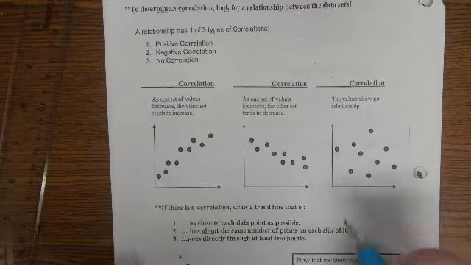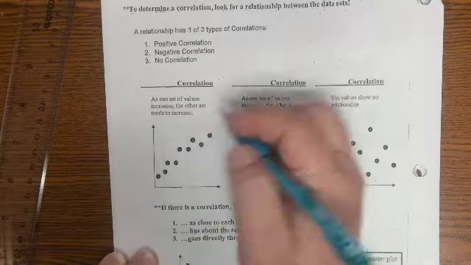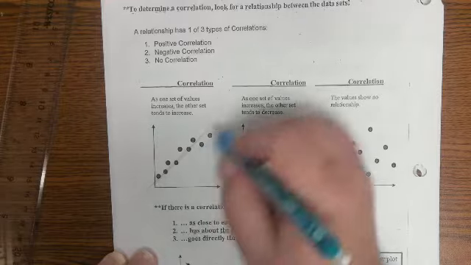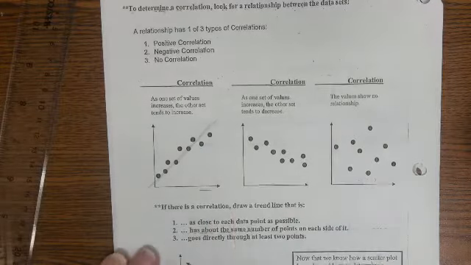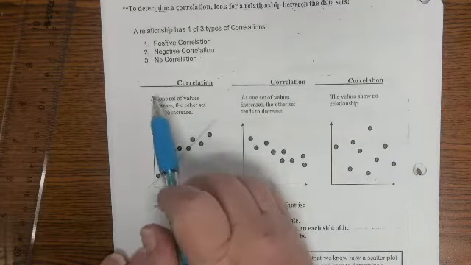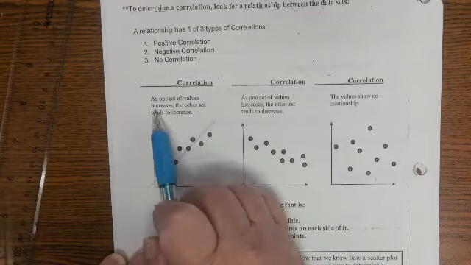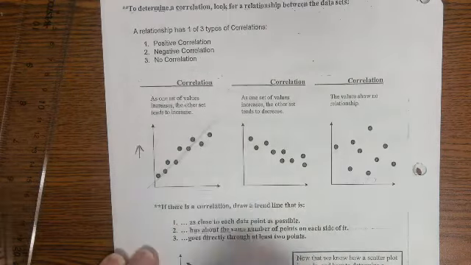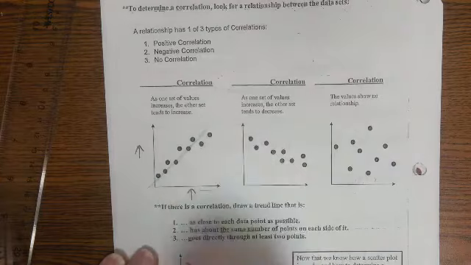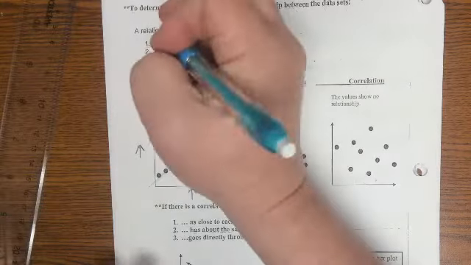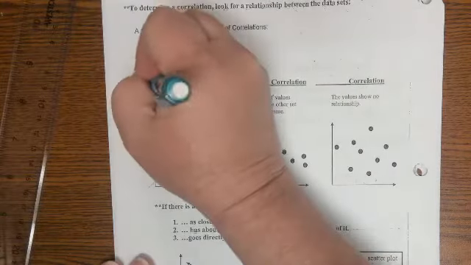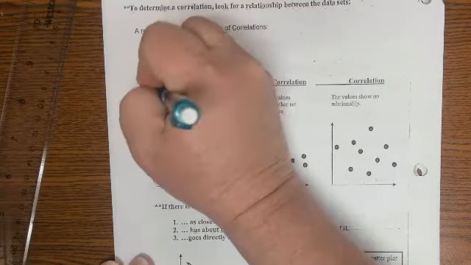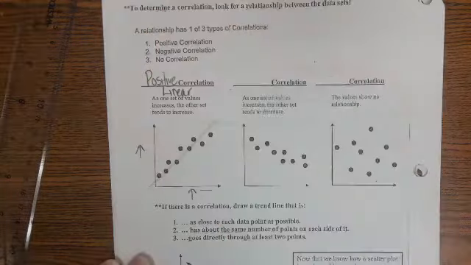So let's look at this. Do you see how here your data is, if you drew a line in the middle of it, it's going up, isn't it, from left to right? As one set of values increases, the other set increases. So I could say as my y increases, my x increases. And this is known as positive linear. It's a very linear correlation.